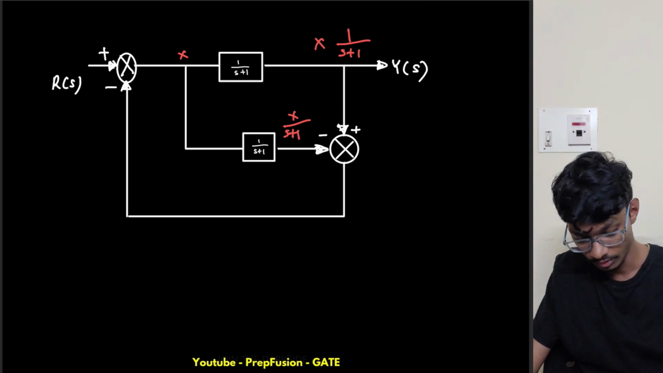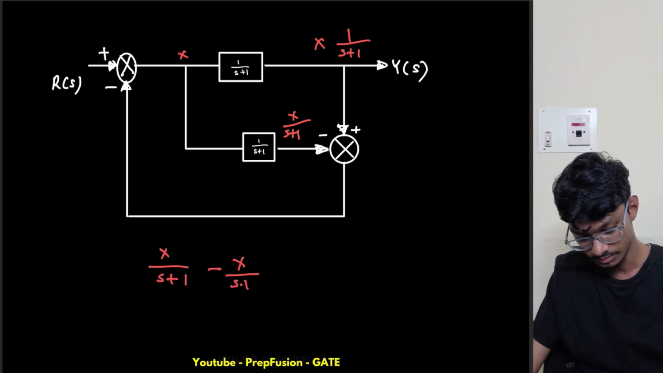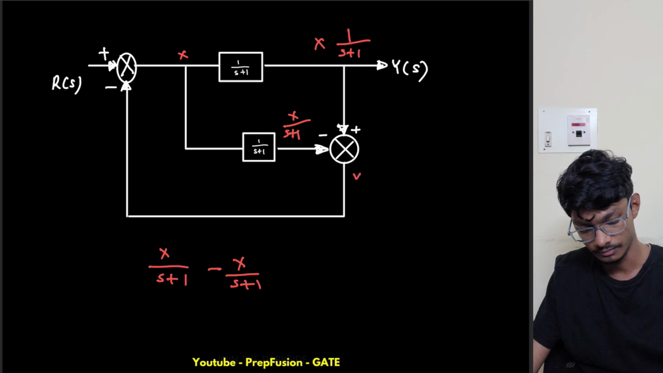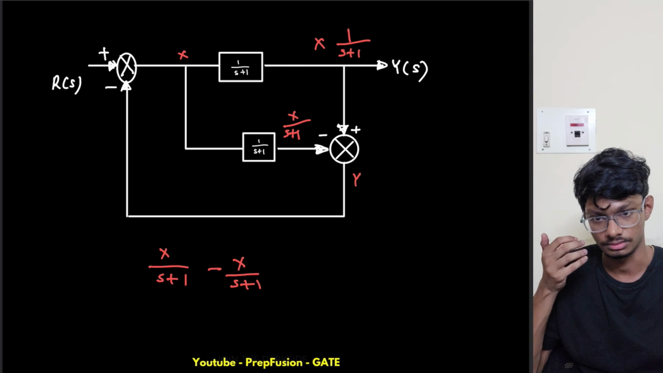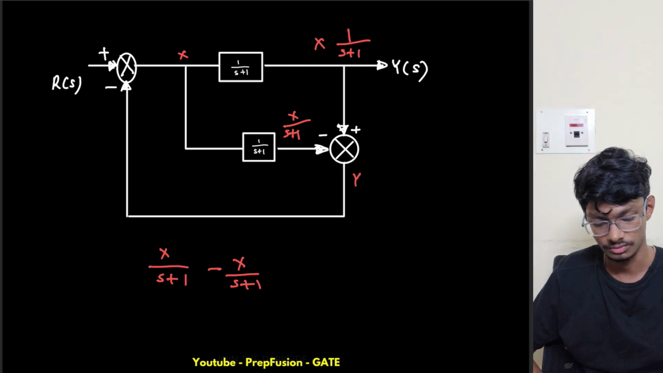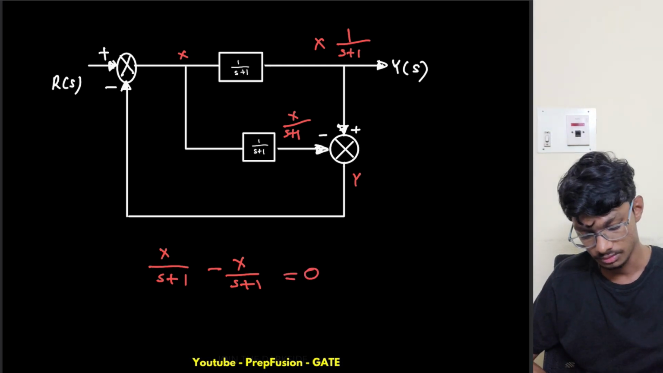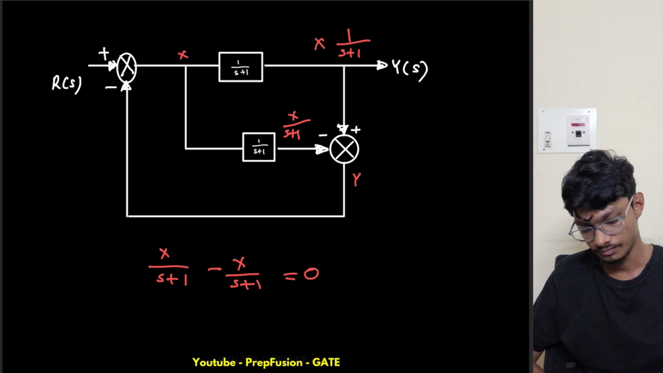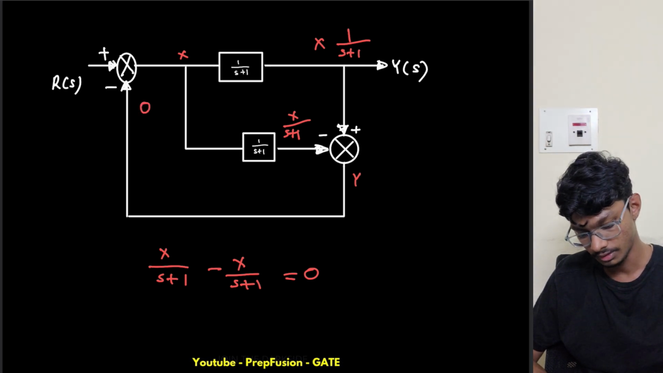No, what I see is this is x divided by s plus 1 minus x divided by s plus 1. This is my y, which is equal to 0 only, right? So here I have 0.